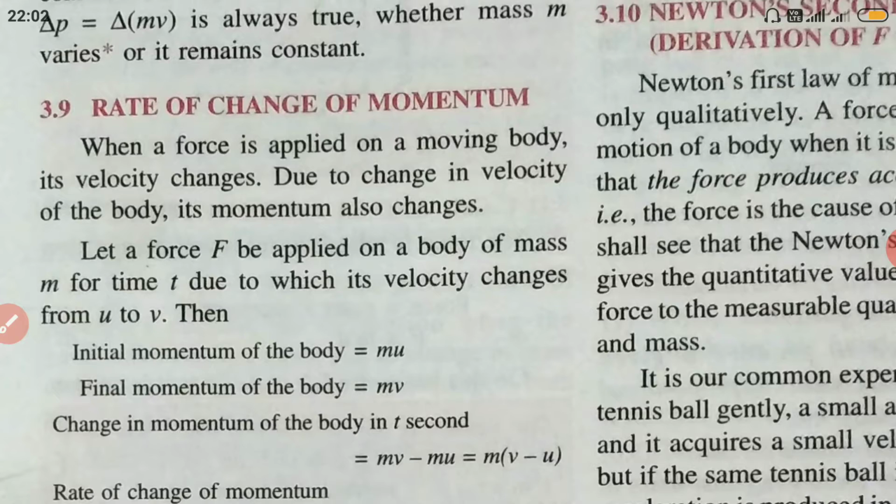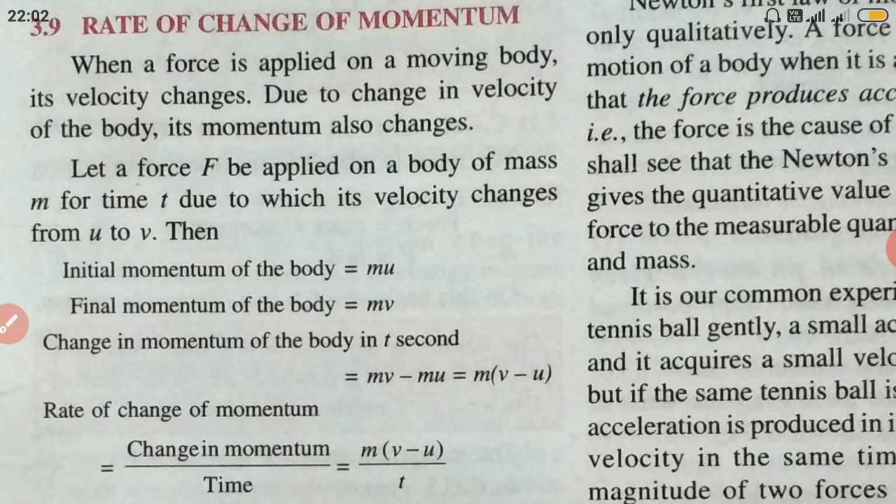So what is the meaning of rate of change of momentum? It means that when a body is moving, it will have some momentum. Suppose we apply a force on it and the body slows down, then the momentum decreases, or it might increase also. So in both cases, whether the body's speed increases or decreases, momentum changes. Now to change that momentum, that body needs some time.